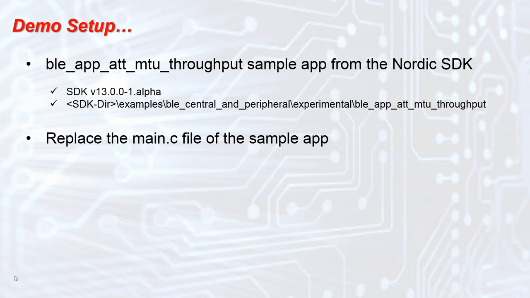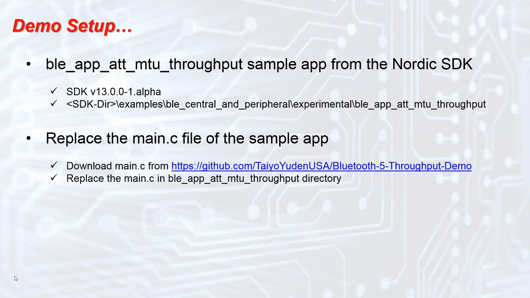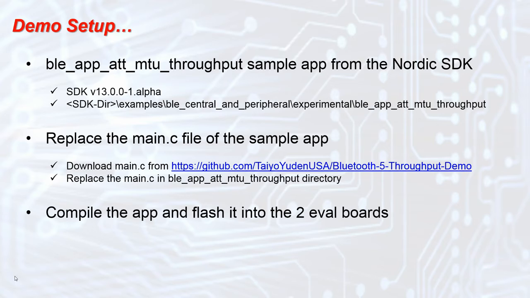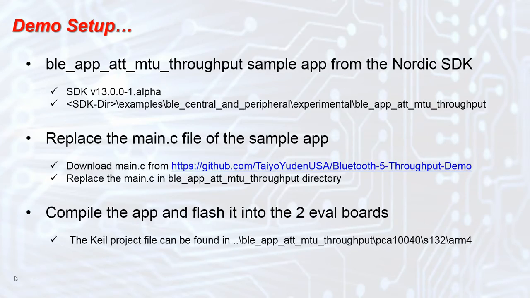The sample app is written for Nordic's eval board, and it uses buttons that our eval boards do not have. So to make the app work with our eval boards, we need to use the main.c file from our GitHub page. It's just a modified version of the original main.c so that key presses via TeraTerm are used instead of button presses. The next thing to do is just compile the app and flash it into the 2 eval boards. If you are using Keil, the project file to compile is in this directory.